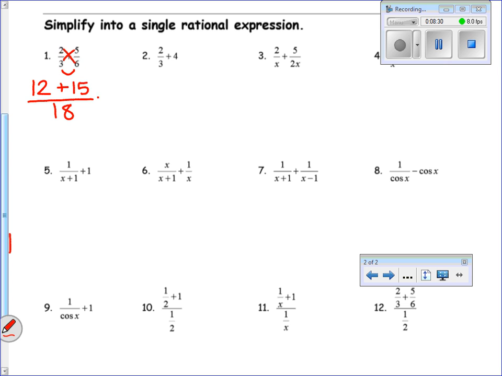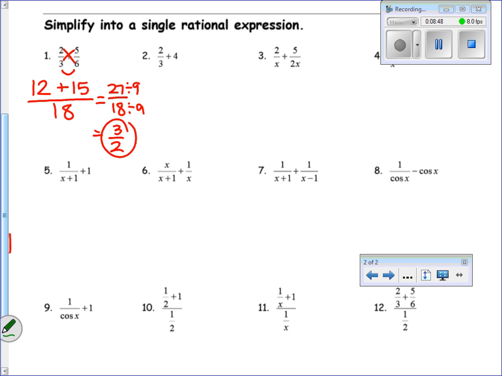18. You do have to simplify, and this unit is non-calculator. So 12 plus 15 is 27 over 18. I can divide both of those by 9, and that would be 3 over 2.